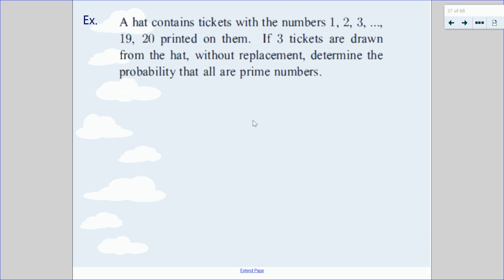So here we have a hat containing tickets with the numbers 1 through 20 printed on them. If 3 tickets are drawn from the hat without replacement, that means dependent events. Determine the probability that they're all prime numbers.